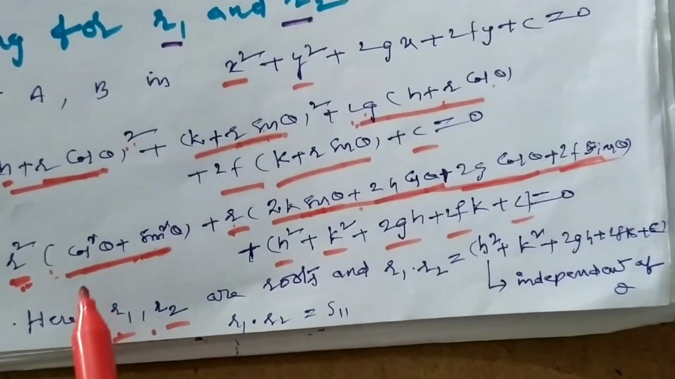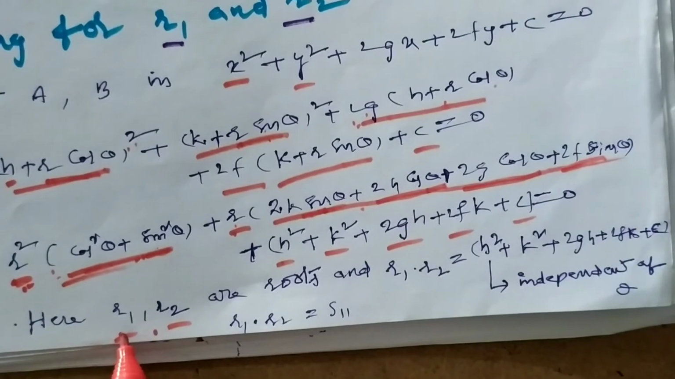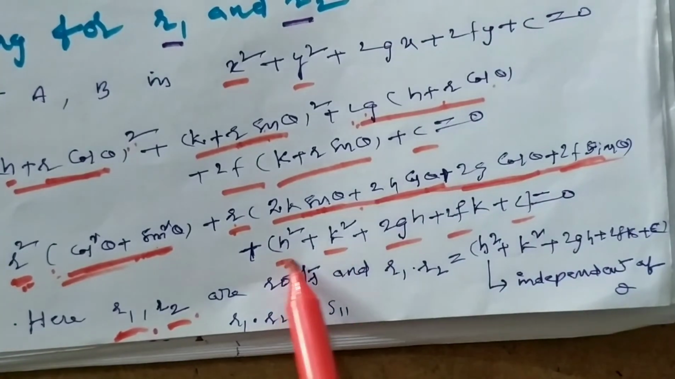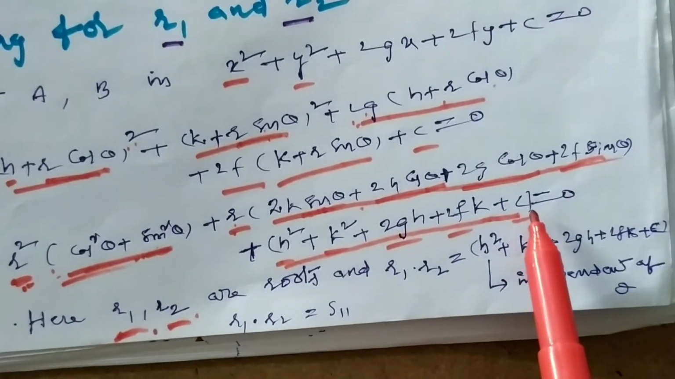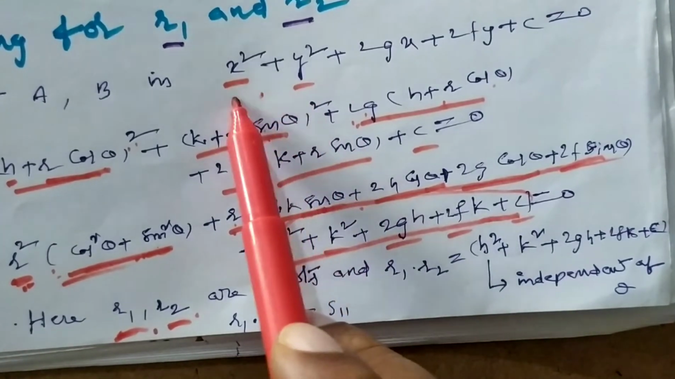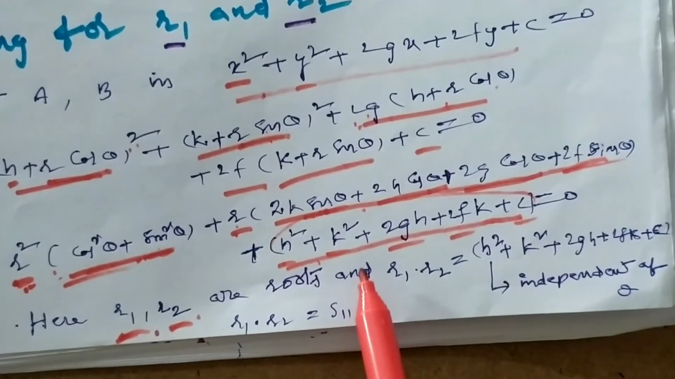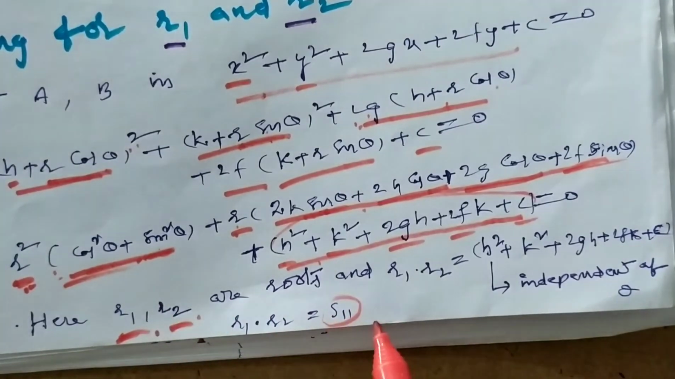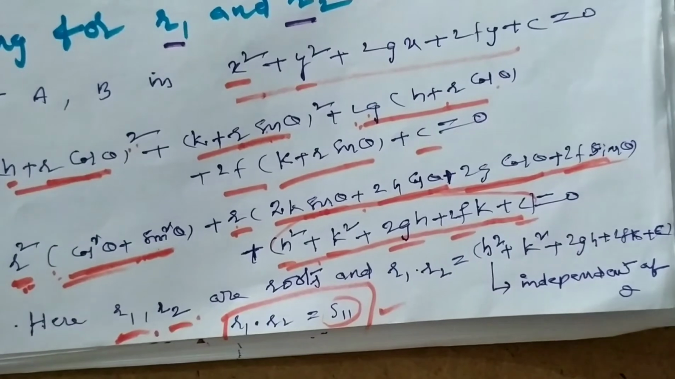As r1 and r2 are the roots of the combined equation, the product of the roots r1 and r2 is equal to c by a. Here c means h square plus k square plus 2gh plus 2fk plus c. It is calculated by substituting h, k in the given equation. This expression is denoted by S11, so the product of the roots r1 r2 is equal to S11.